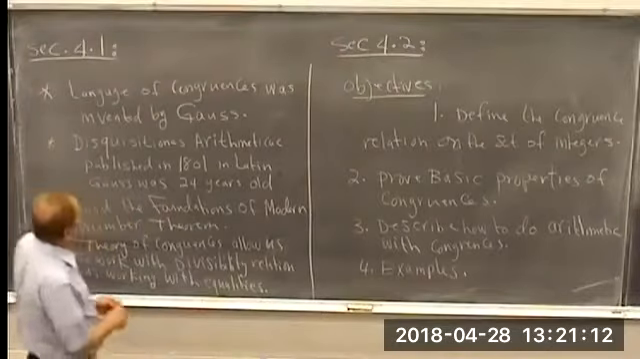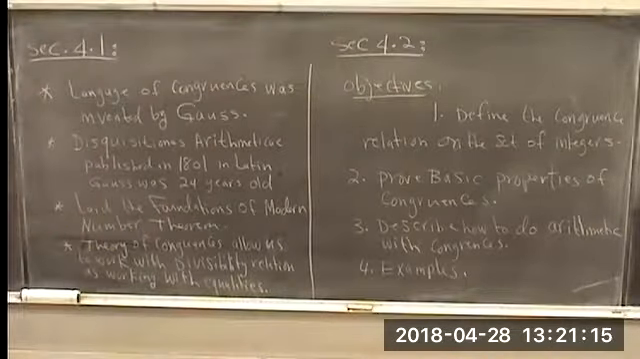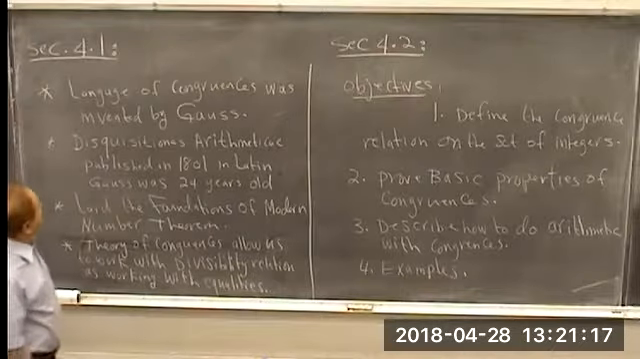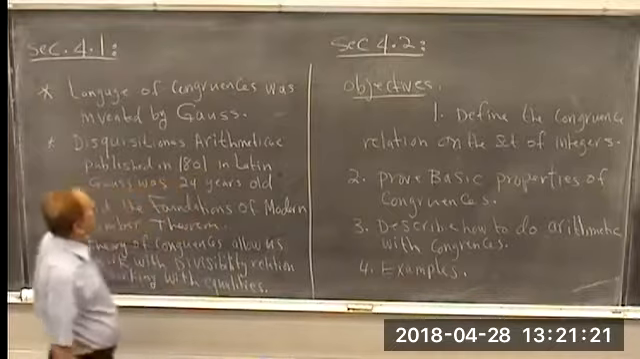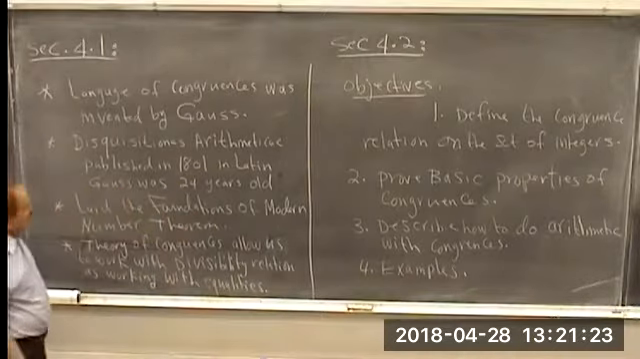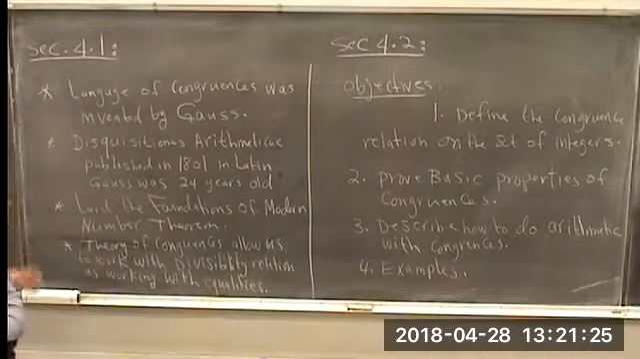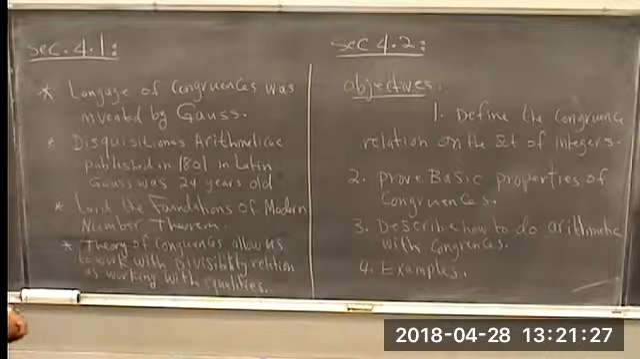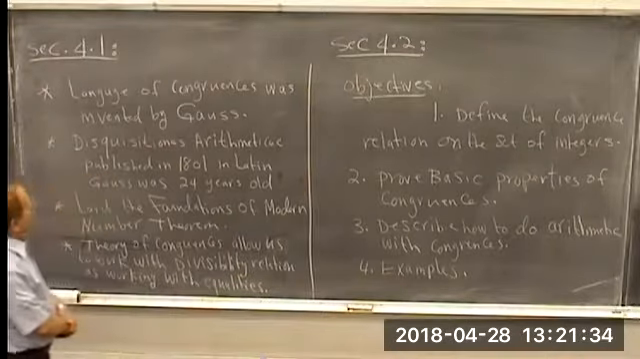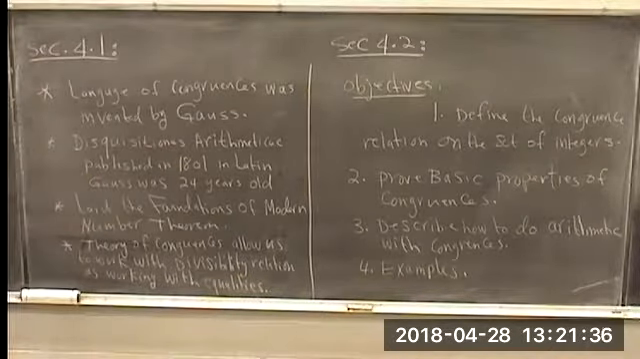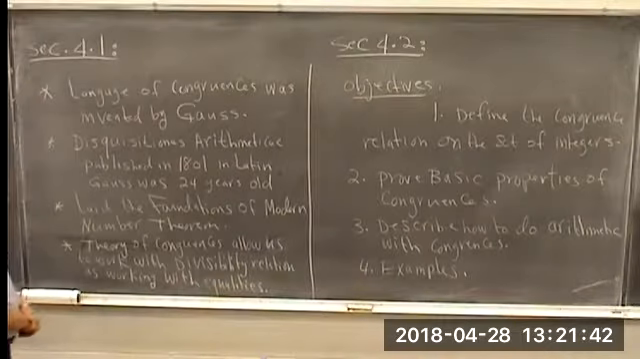All right, we're gonna get started on chapter 4. Section 4.1 is just some historical perspective concerning the theory of congruences. The language of congruences, or the concept of congruence, was actually invented by Gauss. It appeared in a book that he first published in 1801, in Latin.